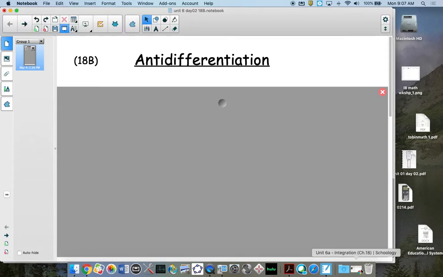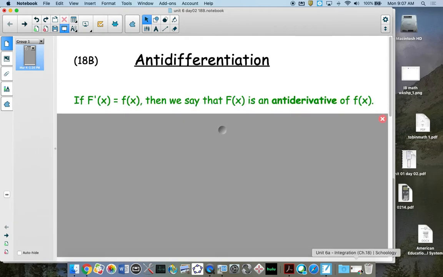to section 18b, which deals with anti-differentiation. So, and this will be pretty straightforward, pretty easy, I think, for you. So if, and notice capital and lowercase here, if capital F prime of x equals lowercase f of x, then we say that capital F of x is an antiderivative of f of x.